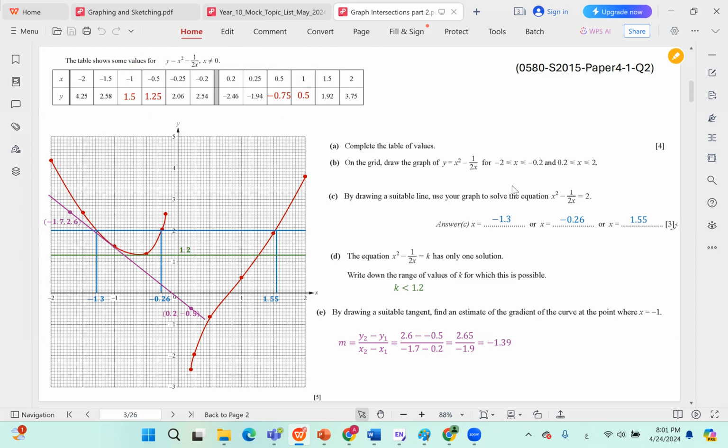In B, we are told, on the grid, draw the graph of y equals x squared minus 1 over 2x for negative 2 to 0.2 and 0.2 to positive 2. So all we have to do for B is to just graph these points here, negative 2 and 4.25, for example. In order to graph correctly, you must figure out the ratio between boxes and units. On the x-axis, to go from 1 to 2, we have 20 boxes. So 20 boxes are equal to 1 unit.